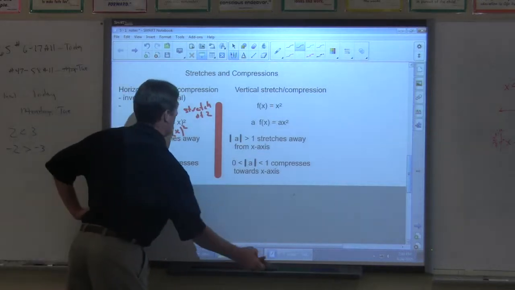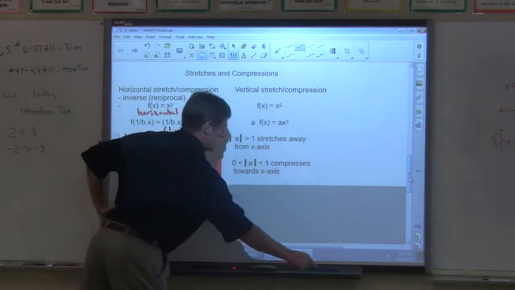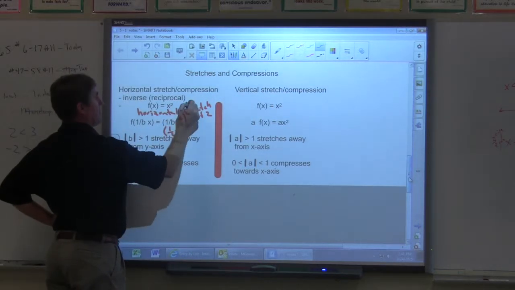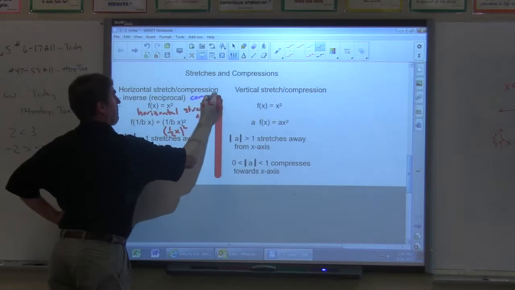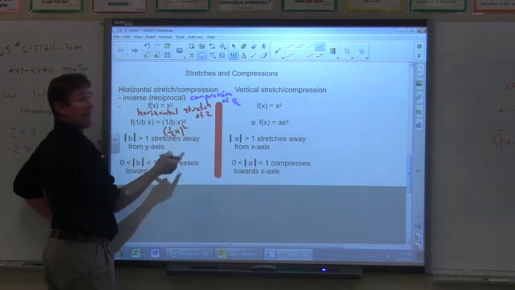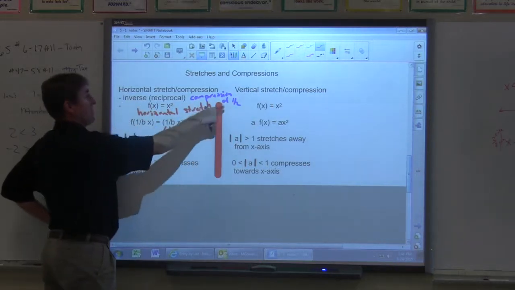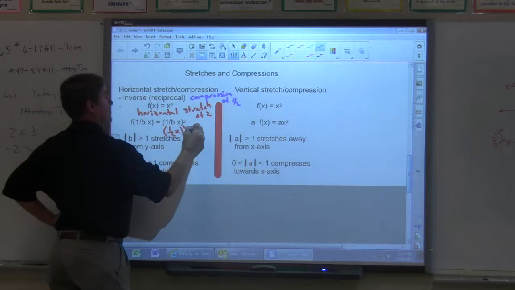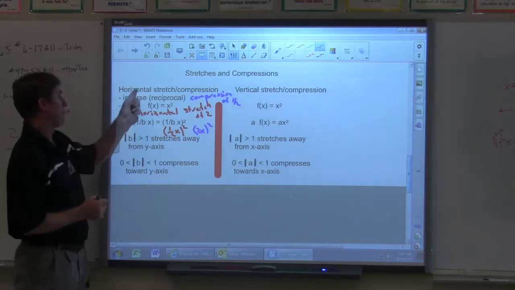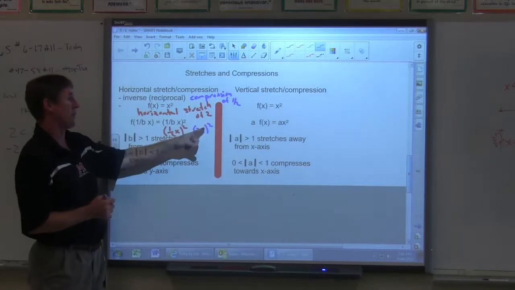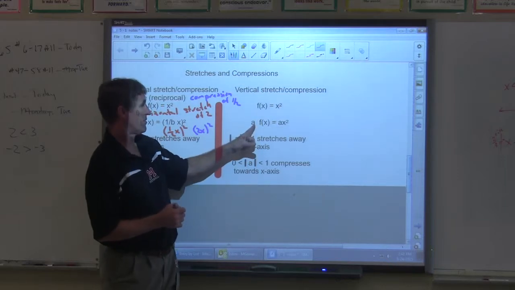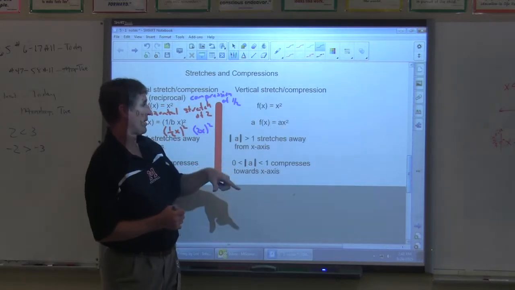If we did a compression, let's do a compression of 1/2. Remember, it's the reciprocal or multiplicative inverse of what it was, so we flip that over, and so that would be 2x squared. But remember, if it's horizontal, it goes inside before it's squared. When it's vertical, it stays outside of the function, and so it's ax squared.